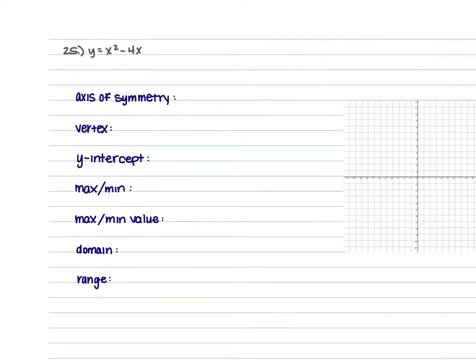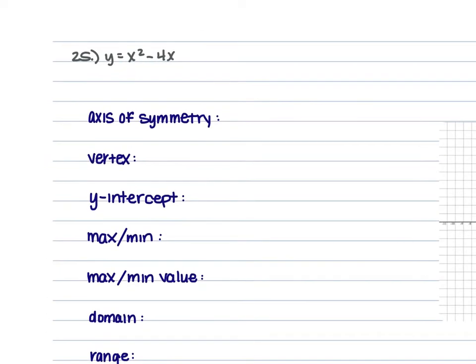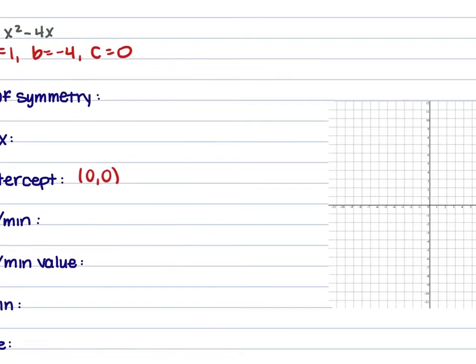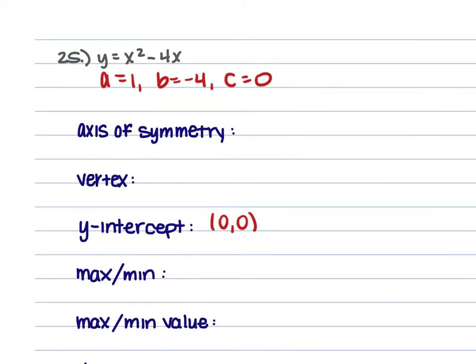For our next example, we have y is equal to x squared minus 4x. So our a is 1, our b is negative 4, and our c is 0. So we know automatically the y-intercept is 0, 0. We can plot that point if we'd like to. To find our axis of symmetry, we're going to have x is equal to negative b over 2 times a. So that's going to be x is equal to negative times negative 4 over 2 times 1. So it's going to be a positive 4 over 2, so that's just x is equal to 2.